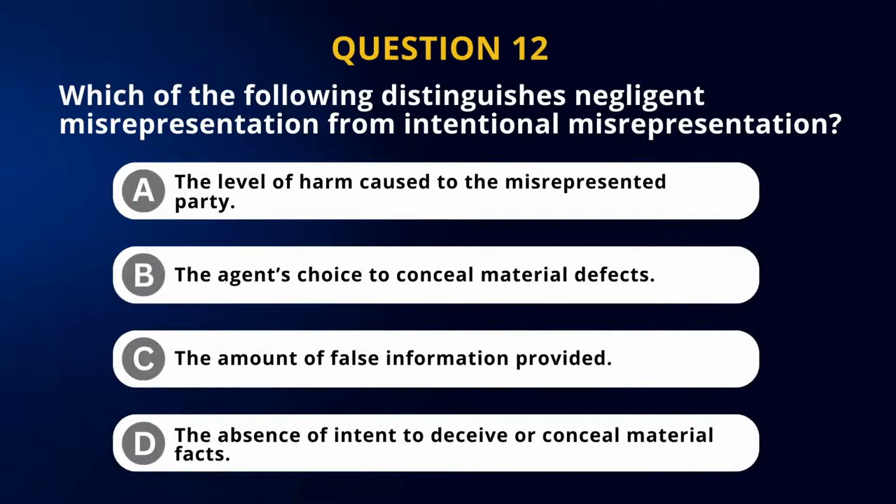Question number 12. Which of the following distinguishes negligent misrepresentation from intentional misrepresentation? Letter A, the level of harm caused to the misrepresented party. Letter B, the agent's choice to conceal material defects. Letter C, the amount of false information provided. Letter D, the absence of intent to deceive or conceal material facts.